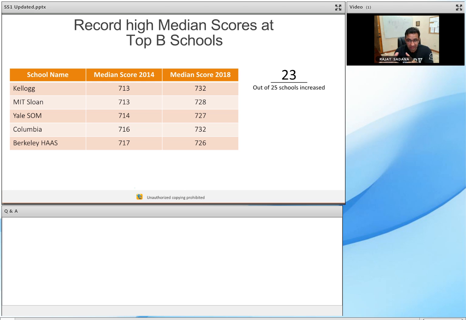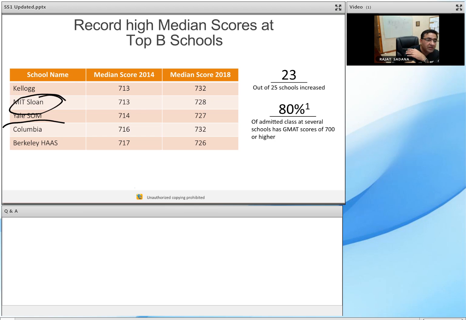Between the years 2014 to 2018, for 23 out of the top 25 schools, the median GMAT scores went up. At schools such as MIT Sloan or Columbia, and let's see if I can get my annotation to work here. Yes, it is working. At schools such as MIT Sloan or Columbia, 80% of the incoming class had a score of 700 or higher. So what these schools are saying is, if you have a score less than 700, don't even bother applying.